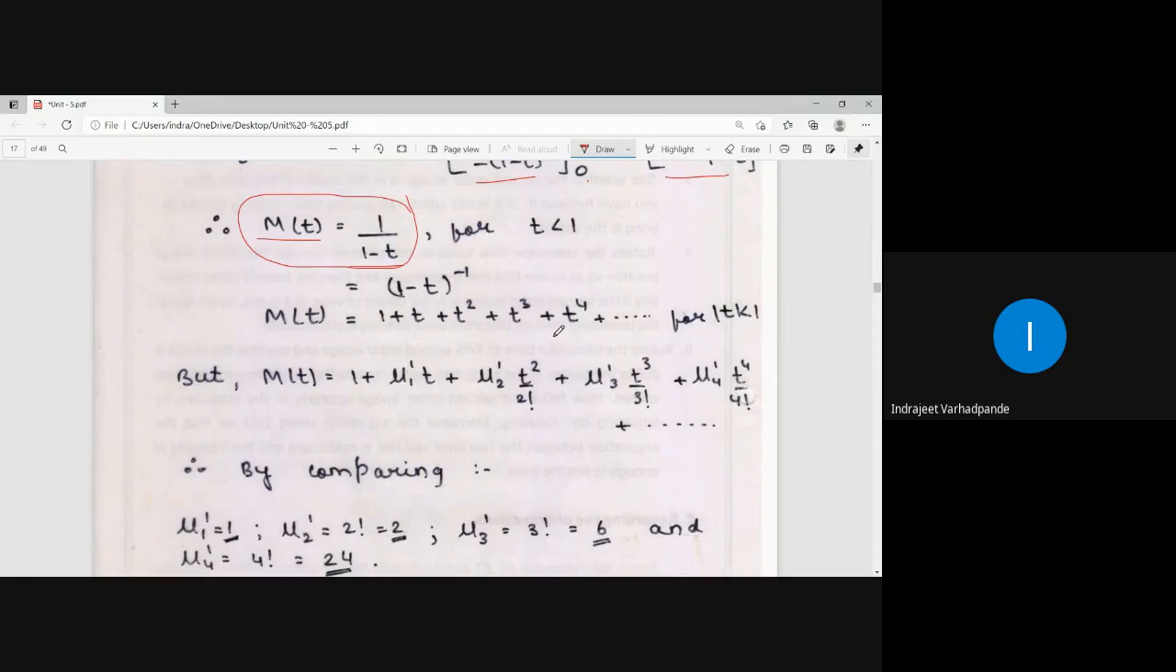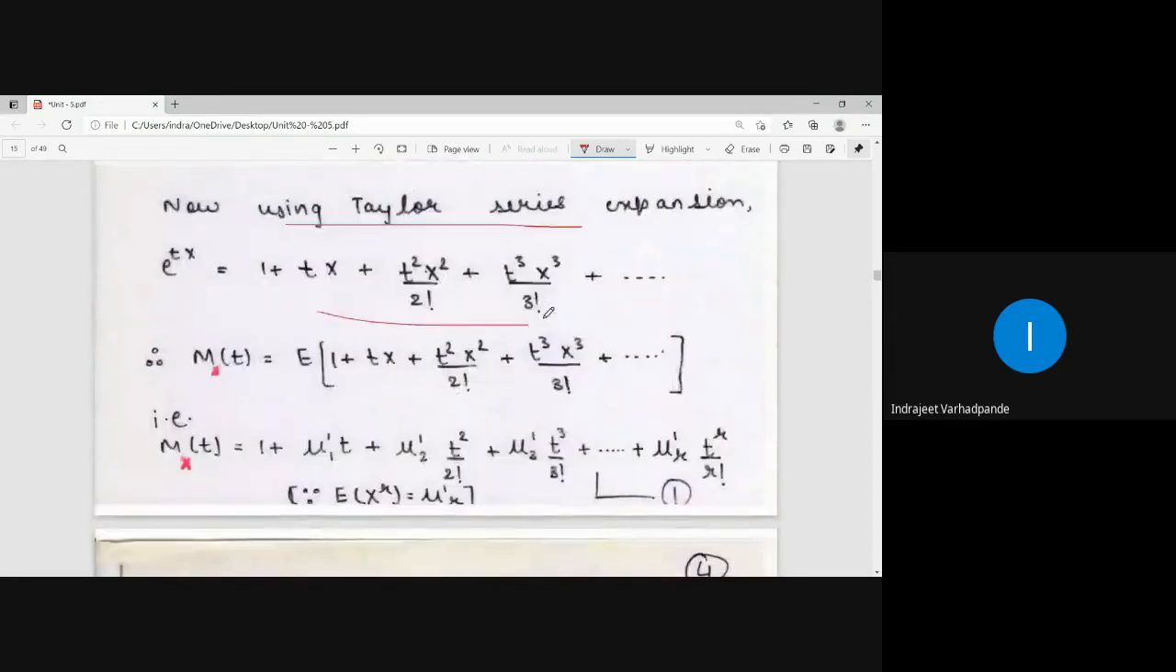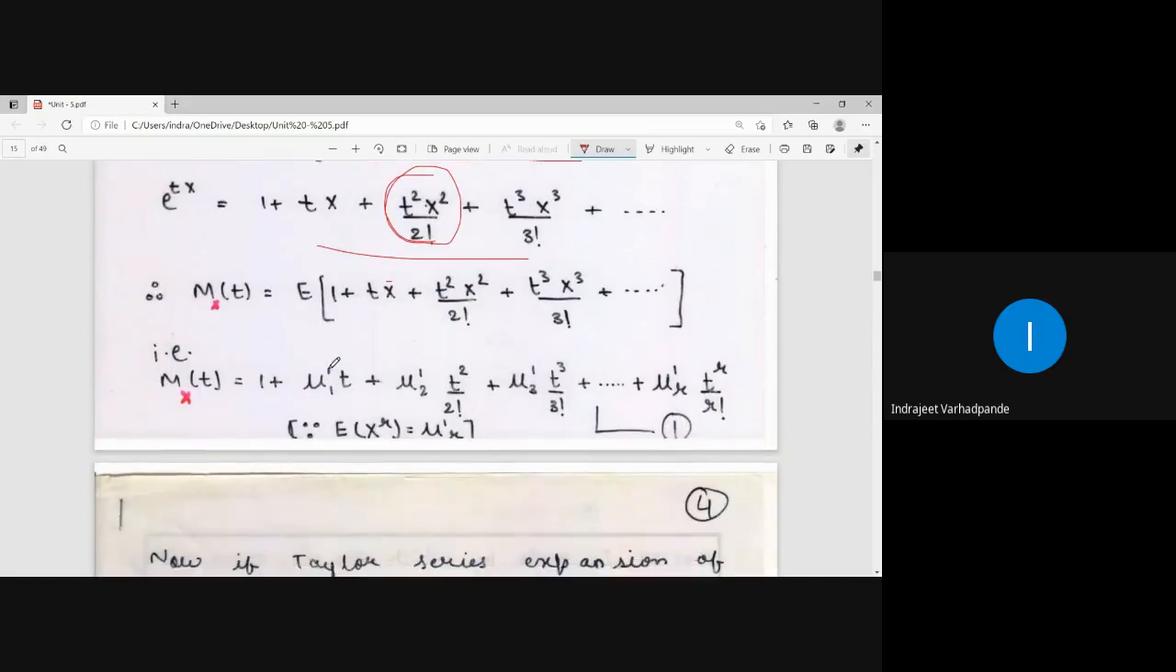Now, as per the Taylor's series expansion that we have learnt, the coefficient of t will be mu1 dash, the coefficient of t square upon 2 factorial will be mu2 dash, the coefficient of t cube upon 3 factorial will be mu3 dash. So similarly, if I have to calculate the first 4 moments about origin, I should find the expansion in ascending powers of t, and then their corresponding coefficients will be the moments about origin, right?